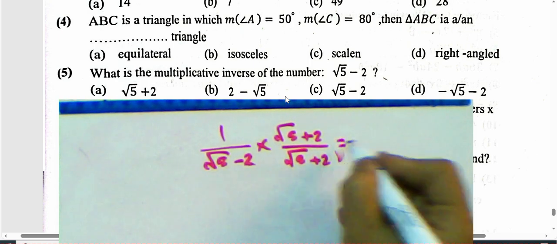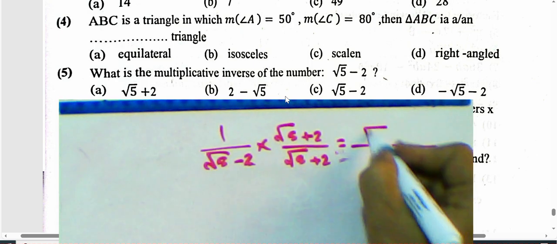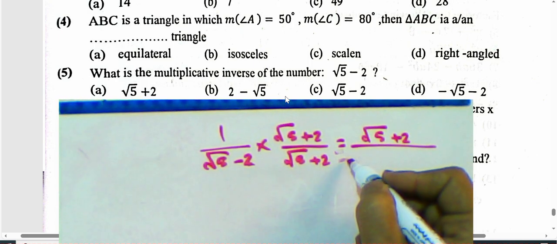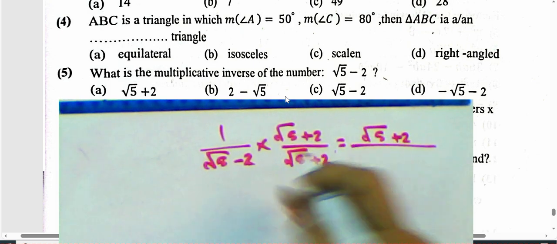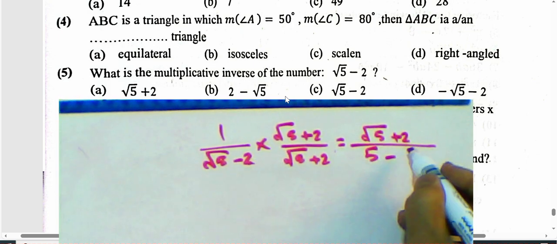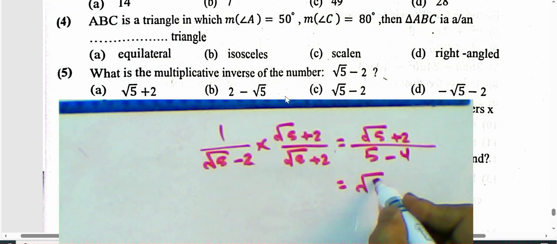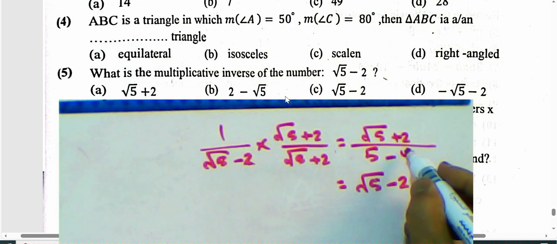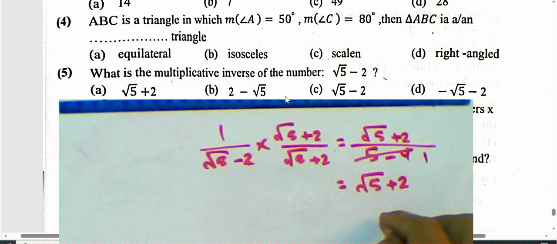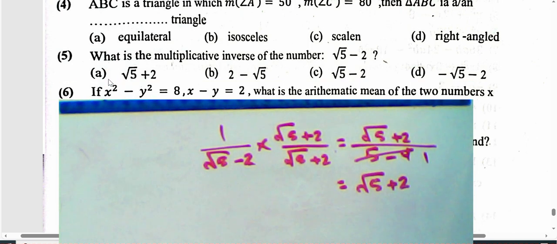And then you can write equal to numerator by numerator. It will be root 5 plus 2, and the denominator: root 5 times root 5 is 5, and 2 times 2 is 4. Then 5 minus 4, so the denominator will be 1. Then the answer will be root 5 plus 2. Choose letter A. Next question.